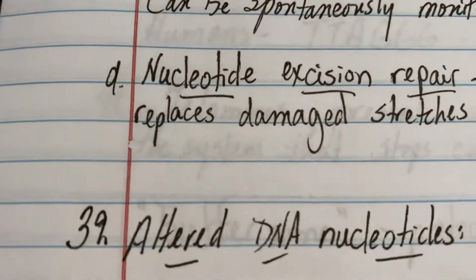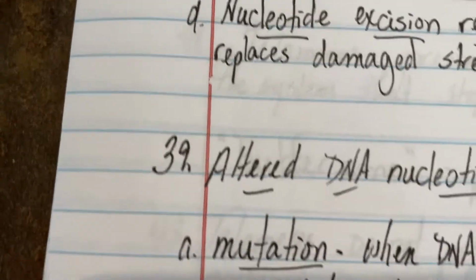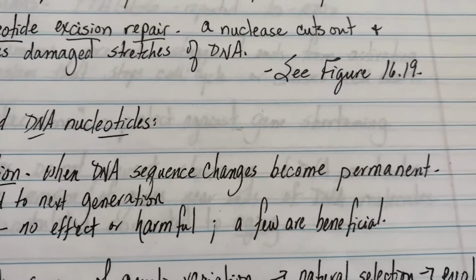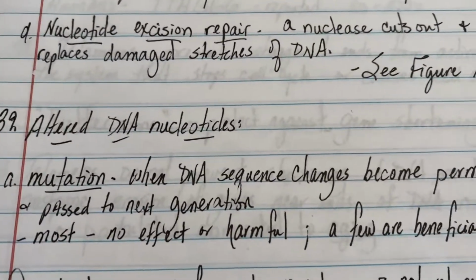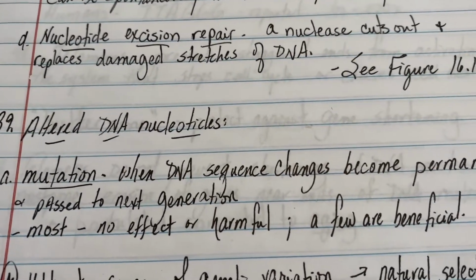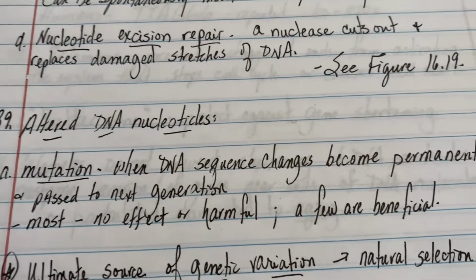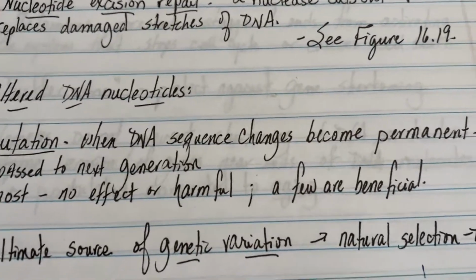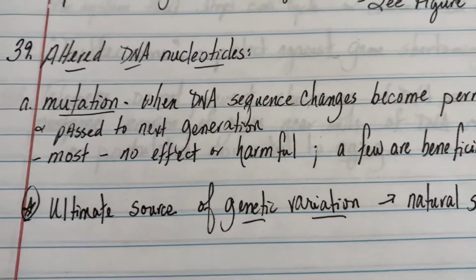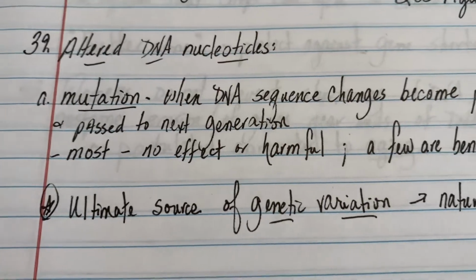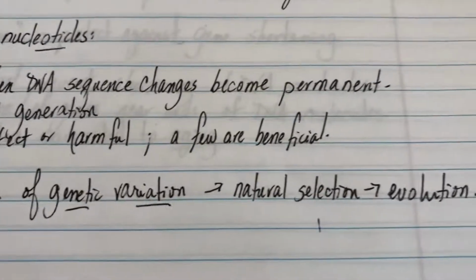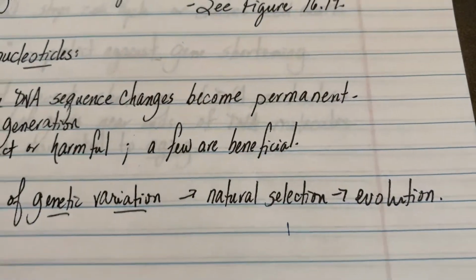When DNA nucleotides get altered, we call it a mutation. Mutation is when the DNA sequence changes become permanent and get passed on to the next generation. Most of these mutations have no effect at all or are harmful. Very few of them are actually beneficial to the organism. But a very important part is, in spite of that fact, over time, these mutations are the ultimate source of genetic variation and lead to natural selection and ultimately evolution.